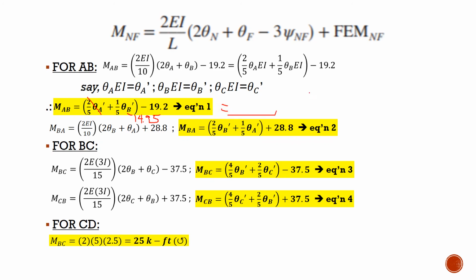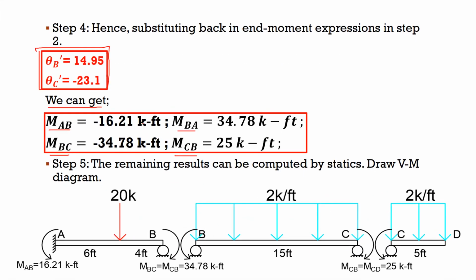So i-verify na ninyo no. Kamo na mag-verify ana guys. Kung mag-coincide ba na dito sa ato ang answer kana. So dapat ang makuha niyo guys is negative 16.21. Then for BA, so 34.78. Then for BC, negative 34.78. Then for CB, so dapat 25. Keep fit. Okay? So, makita nimo guys, di ba?